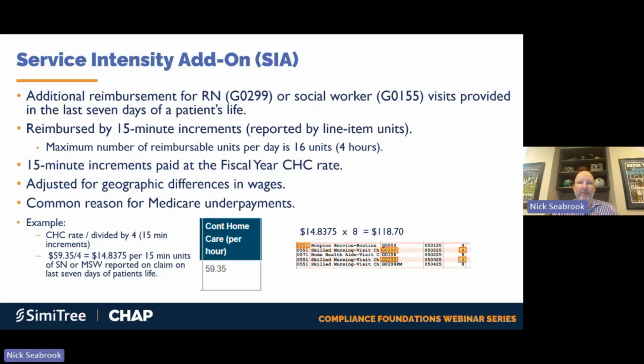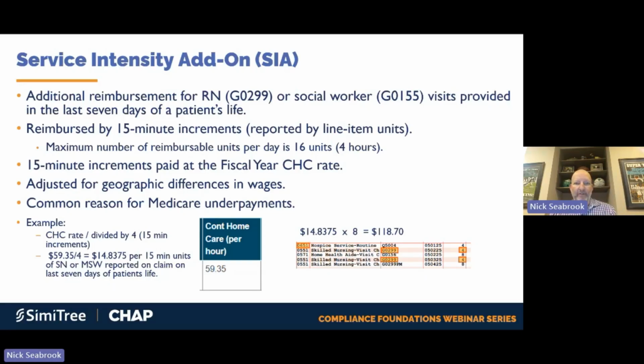So this is, again, just for those two types of visit types. They're reimbursed in those 15-minute increments reported on the line items, and the maximum number of reimbursable units per day is 4 hours or 16 units. You can see that illustrated there.